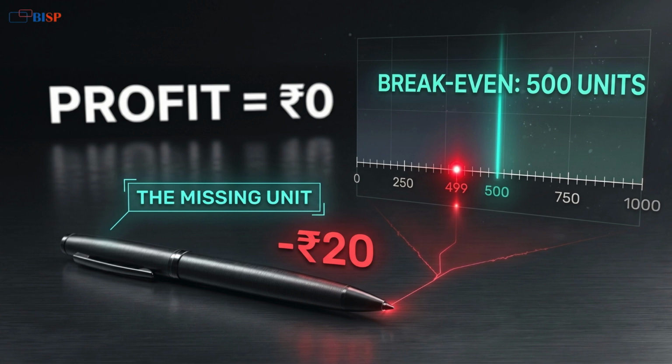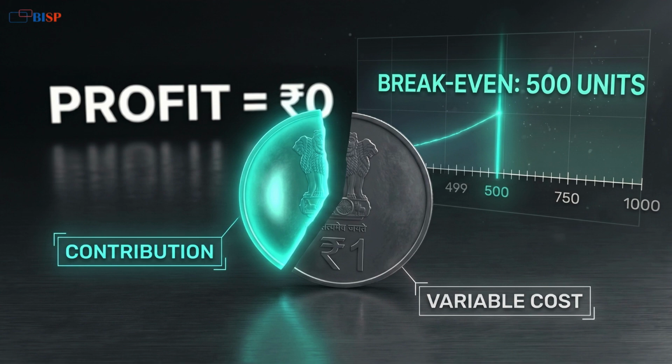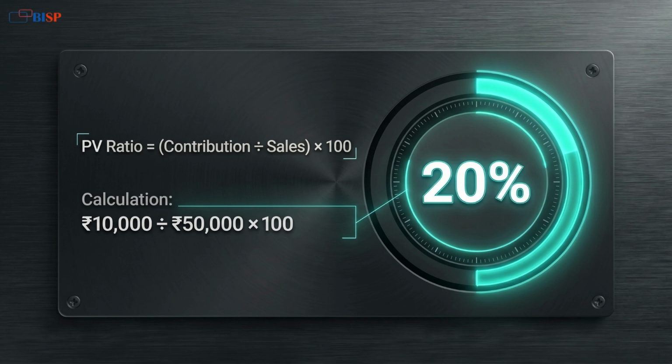The numbers don't lie. Next, PV ratio, profit volume ratio. This tells you for every 1 rupee of sales, how much goes toward contribution. Formula, contribution divided by sales multiplied by 100. At 500 units, 10,000 rupees divided by 50,000 rupees, PV ratio is 20%.